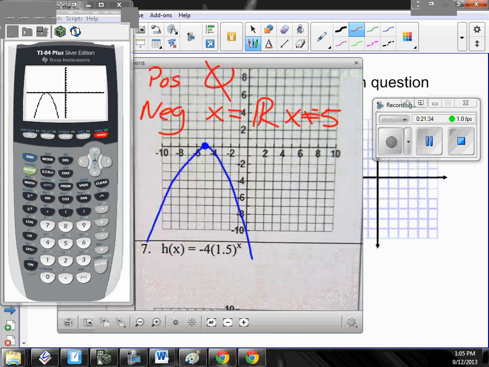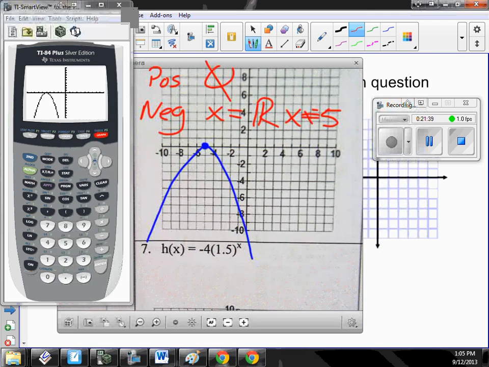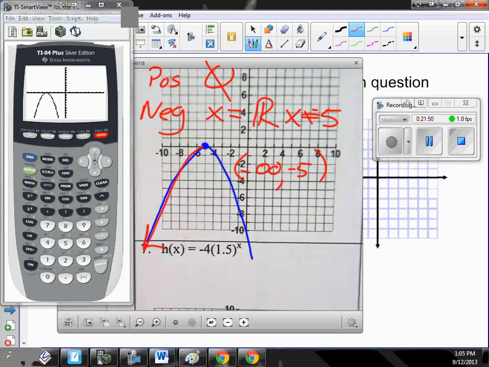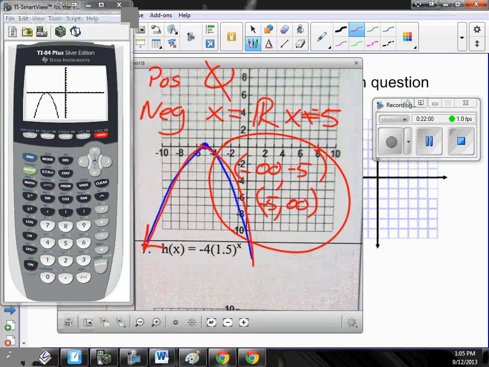Could we break it up into intervals? What would the intervals be? -infinity, comma, -5. So everything from here over. And the other side starts at -5 and goes out to infinity. Now, why does this exclude -5? Right, it's not a bracket. Brackets would include -5. But by using parentheses, we've thrown -5 out. Okay?